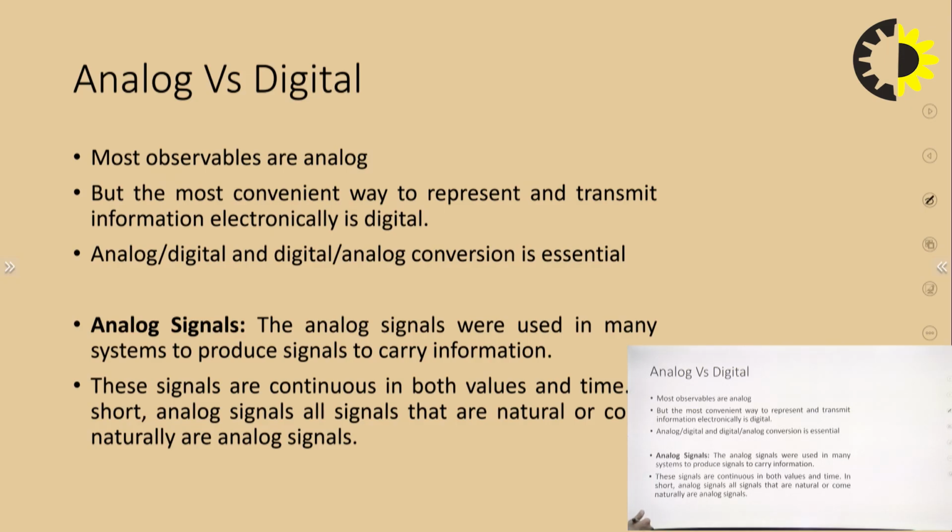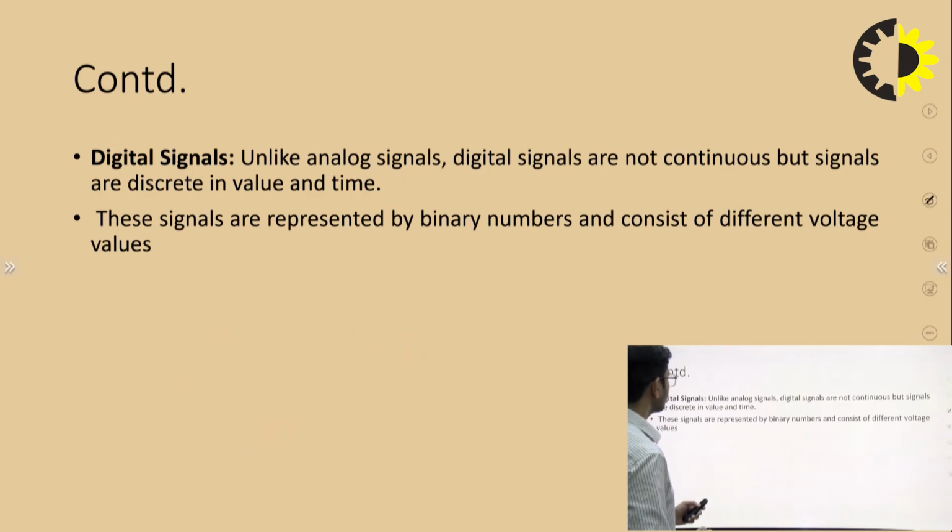Analog signals were used in many systems to produce signals to carry information. These signals are continuous in both, as I have explained earlier. Analog signals are continuous in both magnitude and time. So in short, all the signals that come naturally are analog signals. As I have explained earlier, audio and video signals are all analog in nature.